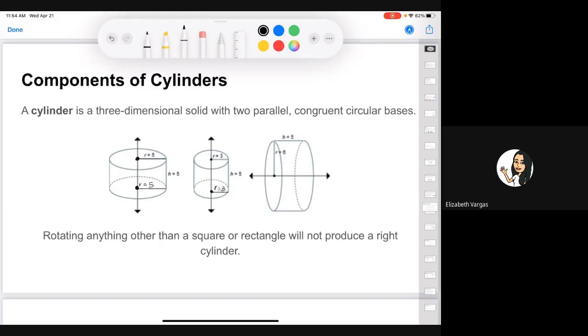So rotating anything other than a square or rectangle will not produce a right cylinder. And so to produce a cylinder, we want to rotate either a square or a rectangle. Now it will produce a cylinder.